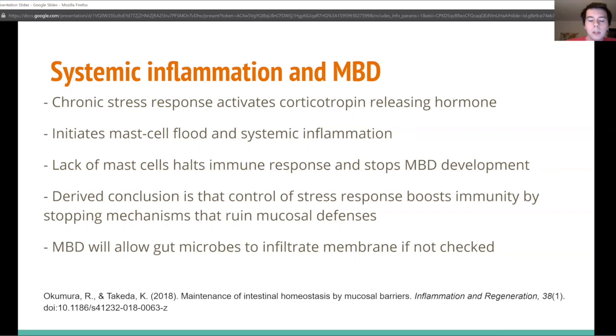The mast cell deficient rats also did not show goblet cell depletion that was present in the wild type rats, which tells us that the chronic stress response not only causes that bowel inflammation, but it depletes the mucosal membranes by damaging and stopping the goblet cells' secretion of mucus. It starts all of this through that long-term stress response, which initiates corticotropin-releasing hormone, which eventually binds to the CRH receptors on mast cells, activating them, causing the systemic inflammation.